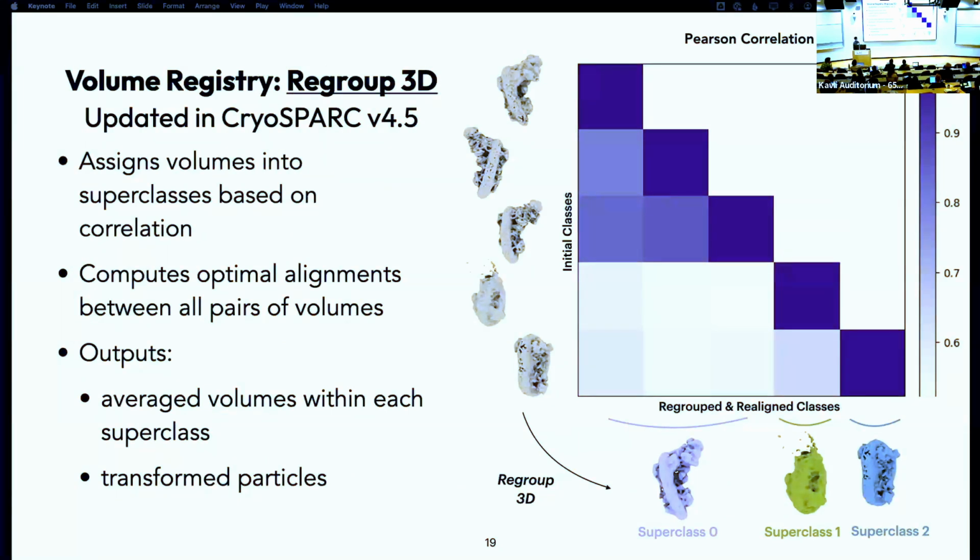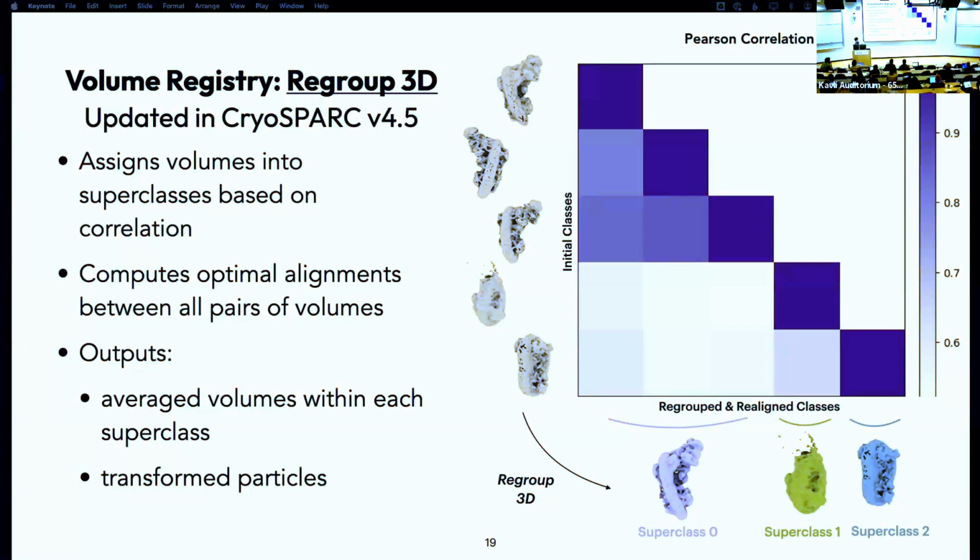It takes inputs from 3D classification, specifically the volume inputs, the volume series, and it takes the desired number of superclasses, which must be less than the number of classes that you ran 3D classification with. So in this example, this is the same respiratory complex 1 from before. We have 5 initial input classes, and the first 3 are the similar ones that I showed from the previous slide, and the bottom 2 are quite different.